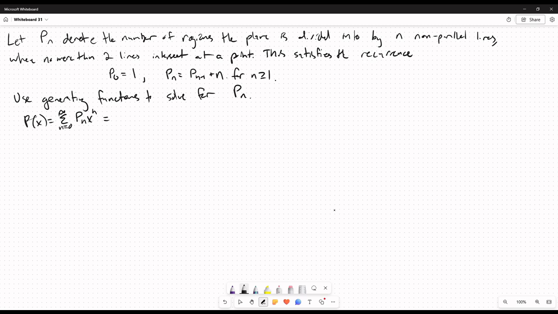Since my recurrence doesn't really start until the second step, let's go ahead and pull out the first term, and then start our sum at 1, going from n equals 1 to infinity. And now that we're starting at 1, I can rewrite this using my recurrence. So this is going to be 1 plus the sum from n equals 1 to infinity of P of n minus 1 plus n, times x to the n. And we can split those up into two pieces.